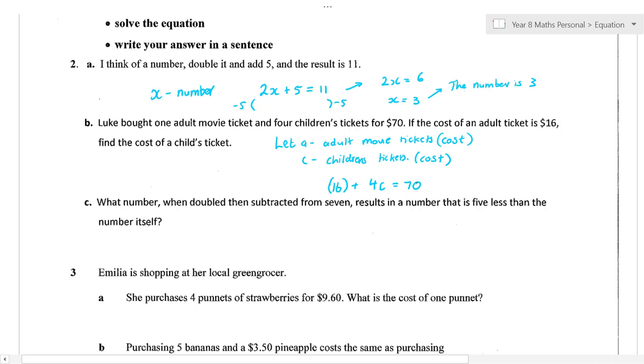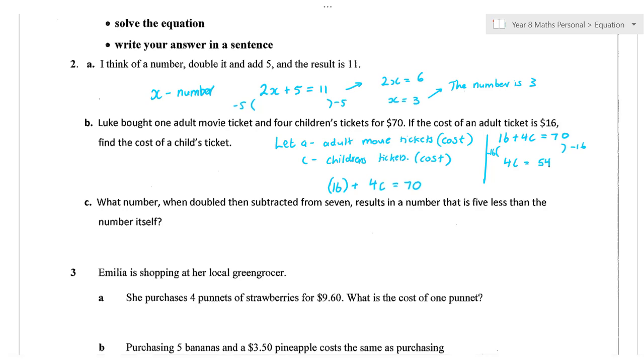Whenever you've got tickets, it's going to be the cost of each ticket by how many there are for adults and children, and you need to add them together. So that's the same as 16 plus 4C is equal to 70. The furthest thing from 4C is 16. So we're going to subtract 16, and that's going to give us 4C is equal to 54.